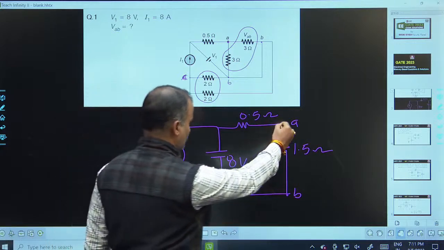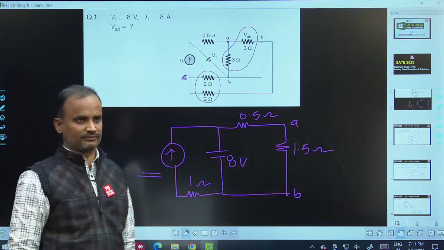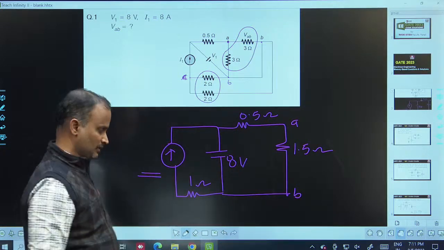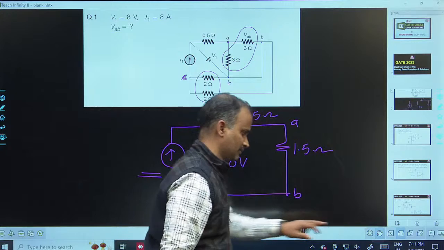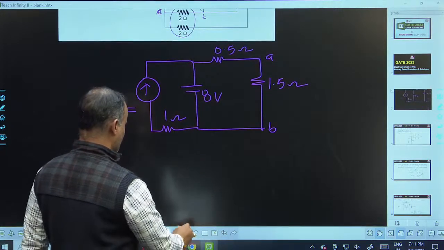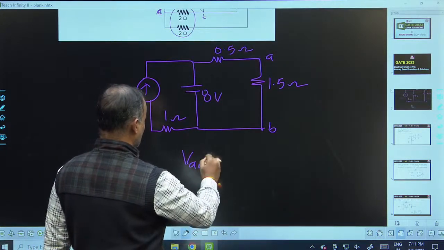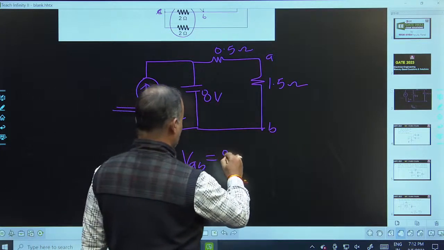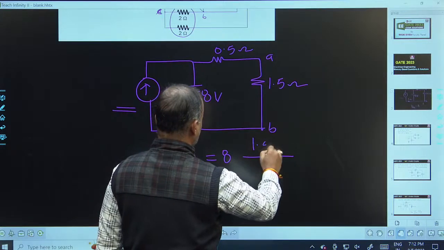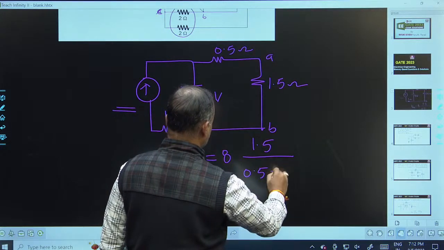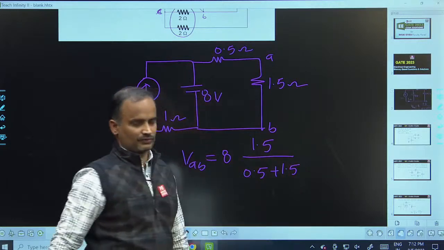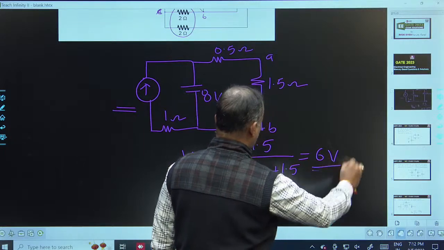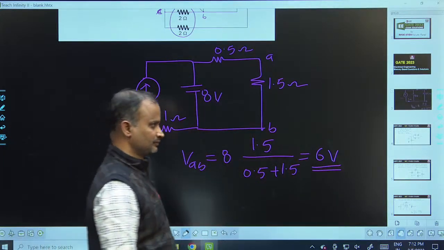Now what is our target? Our target is getting only the voltage across A and B. The voltage across this 3 ohms and the voltage across A and B are the same. We can simply use the voltage division technique. For this entire branch, the total voltage is 8, and the total resistance is 1.5. If you simplify this, VAB is equal to 6 volts. VAB equals 6 volts. Now come to the second question.